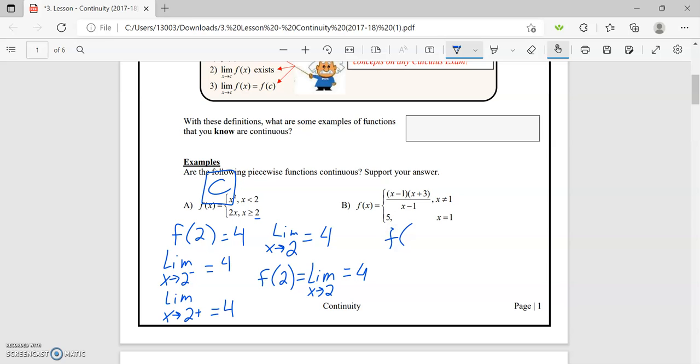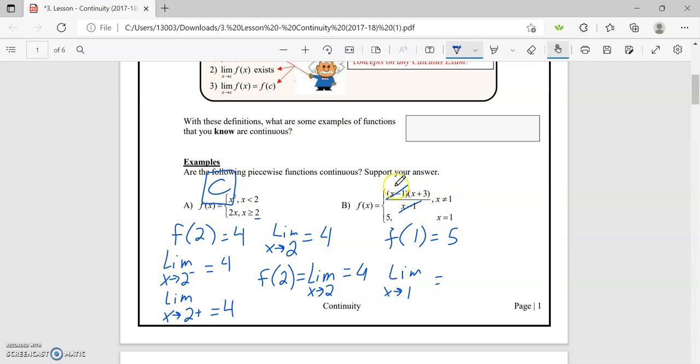So does f of 1 exist? Yeah, absolutely. It's 5. The problem is our limit as x approaches 1. Well, graphically, we could look at this and say, okay, we're going to cancel this and cancel this, because again, we're not worried about exactly 1. When we're finding the limit as x approaches 1, we don't care about the exact value at 1. We're asking ourselves what would happen as we approach x equals 1.